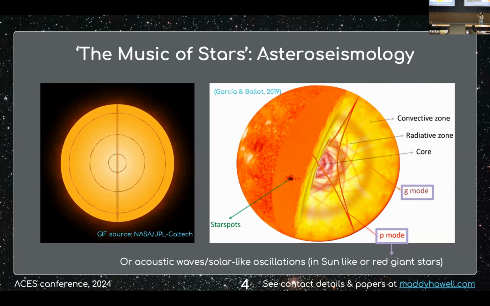Unfortunately, with the quality of data that I have, I'm not able to detect g modes, so I'm just going to focus on p modes today. Other names for these pressure mode oscillations are acoustic waves. And if we're looking in sun-like or red giant stars, they're also called solar-like oscillations.